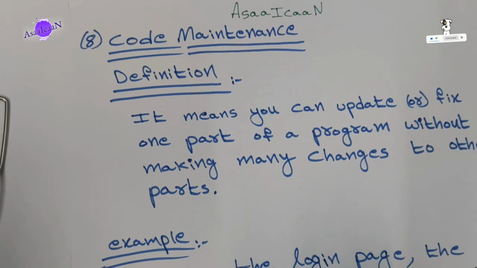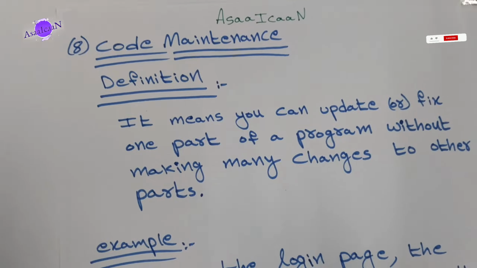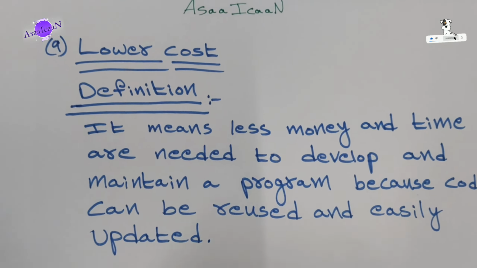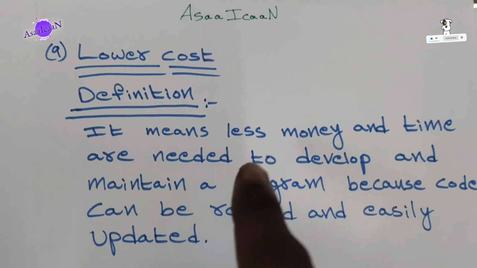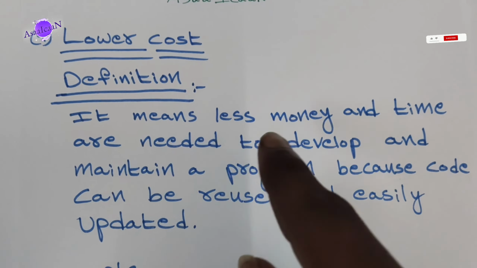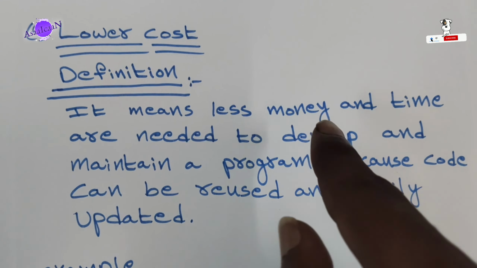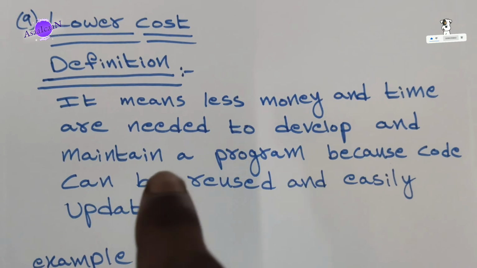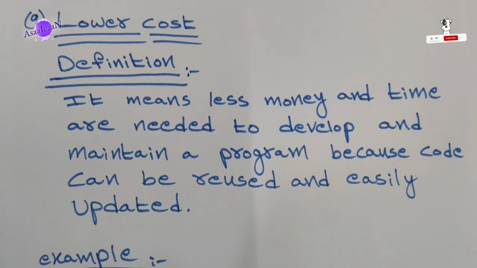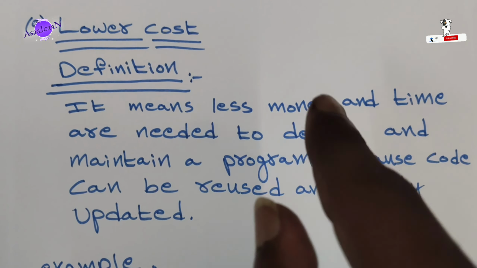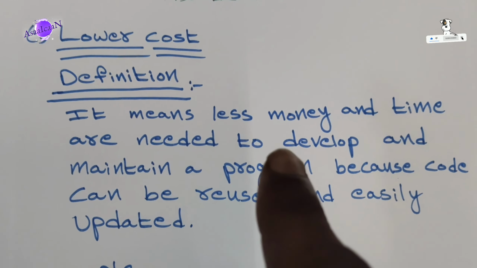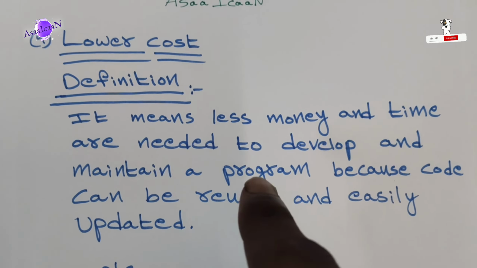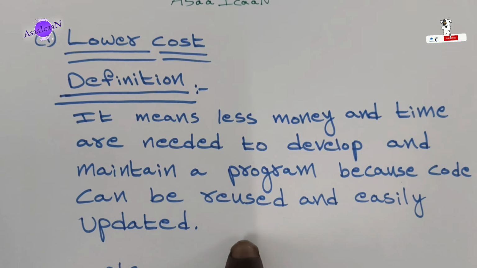Now let's discuss the other benefit of OOP. The final benefit of OOP is lower cost. Let's discuss it. It means less money and time are needed to develop and maintain a program because code can be reused and easily updated. Understand? So that's it.